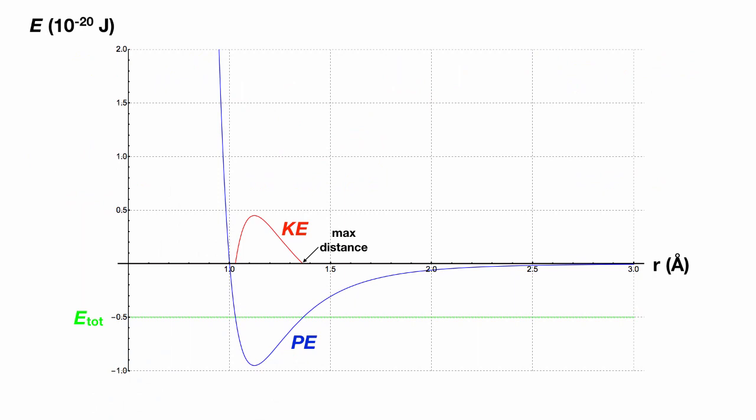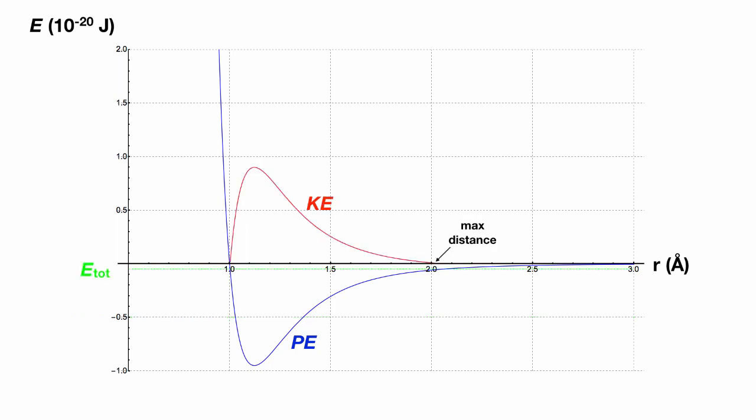If we look at a diatomic molecule with just one bond between two atoms, it is easy to see how changing the total energy changes the kinetic and potential energies. When the total energy is negative, then the atoms are bound together. There isn't enough kinetic energy to escape from the region where the potential energy is large and negative.